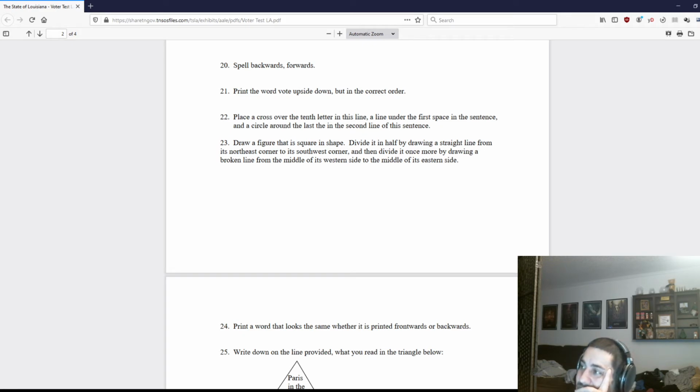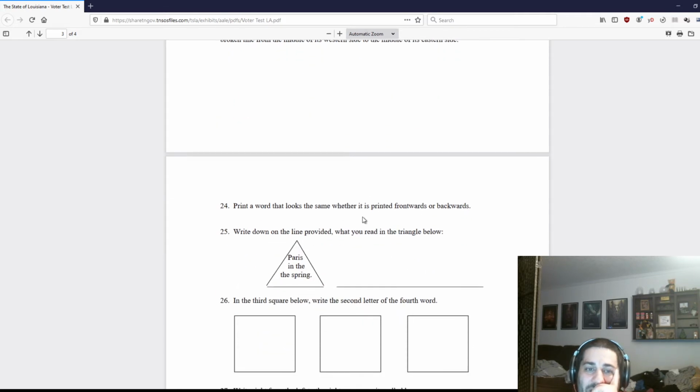Yeah, but of course you failed too, because you went from left to right. But that's fine. The diagonal line is the opposite, from northeast to southwest, and then divided once more by drawing a broken line. Oh yeah, a broken line. Okay, so it's not even a line. All right, what else did I get wrong?